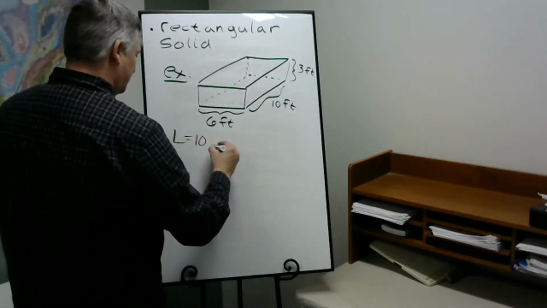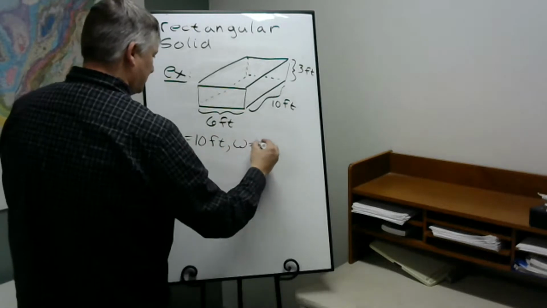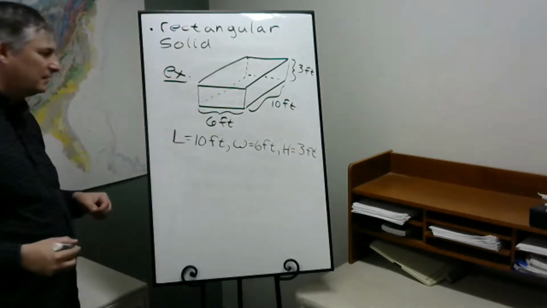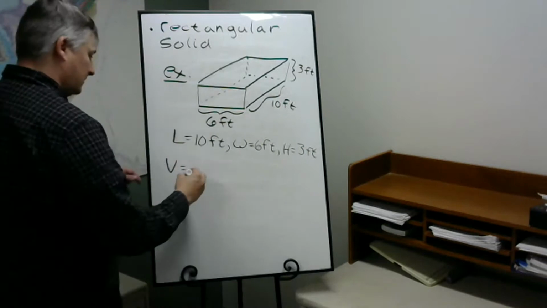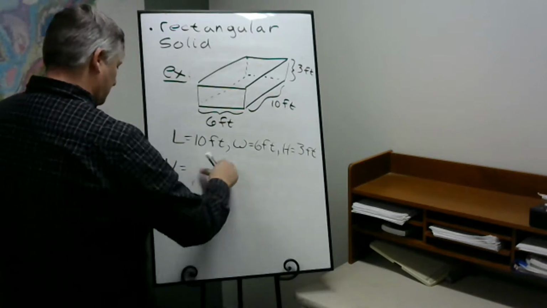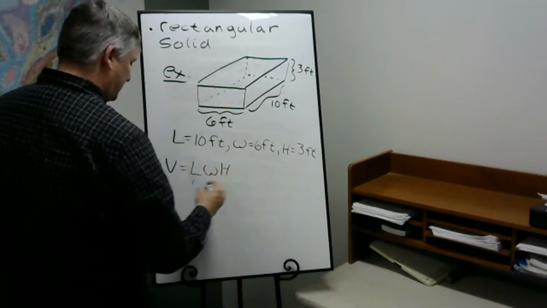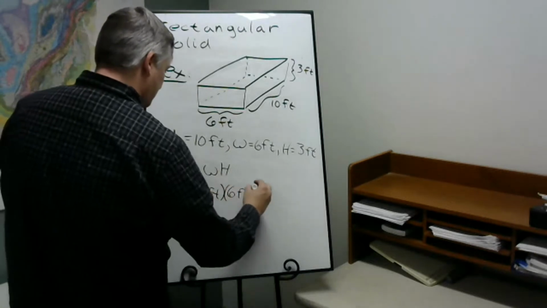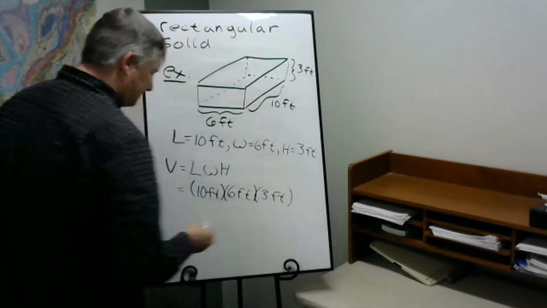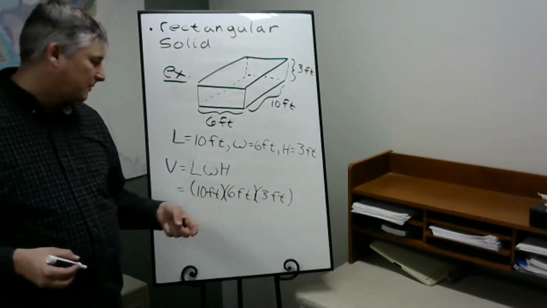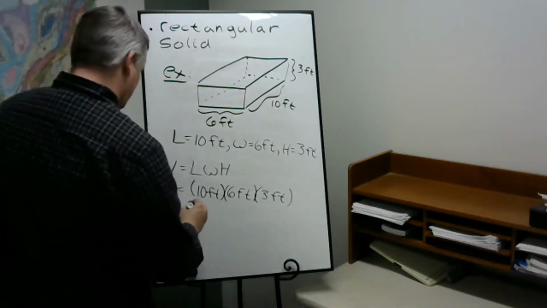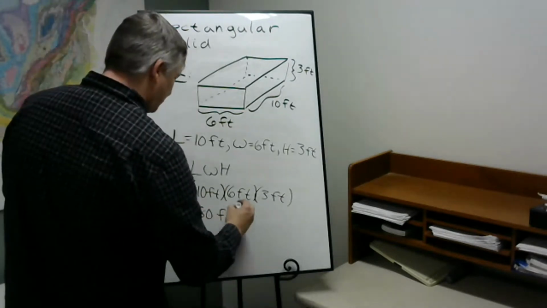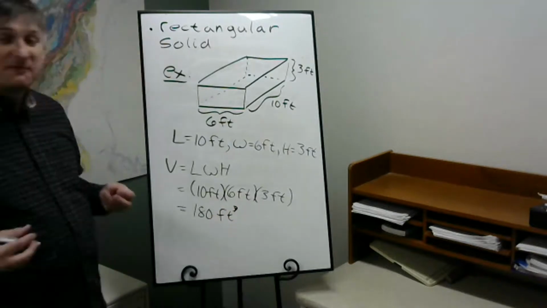Well, your length is 10 feet. Your width is 6 feet. Your height is 3 feet. So what we're going to do, the volume will be length times width times height, or 10 feet times 6 feet times 3 feet. Now we multiply the numbers together. We're going to get 60 times 3, 180, and then feet times feet times feet is feet to the third power, or we say feet cubed.